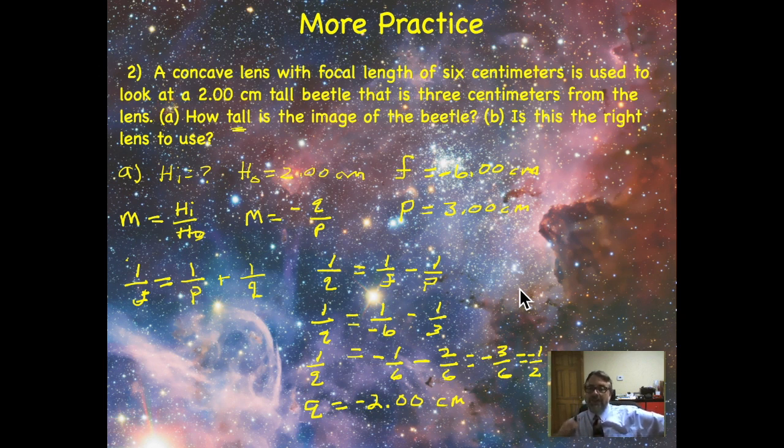So the beetle started, the object was 3 centimeters from the lens. The distance to the image is 2 centimeters. The negative sign tells me that this is a virtual image. So the negative sign is okay and has important information. That means that the image will be upright when I'm looking at it. But let's address, is this the right lens to use? Well, to get that, let's finish the problem by finding the magnification.